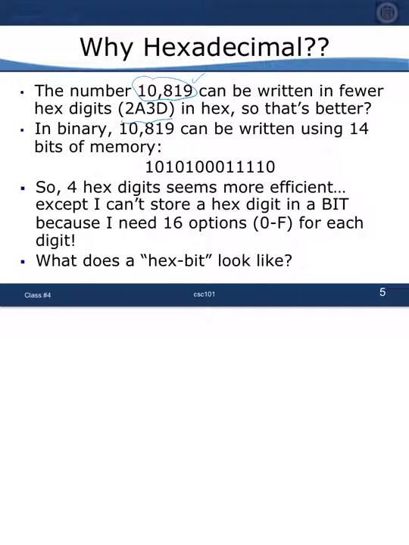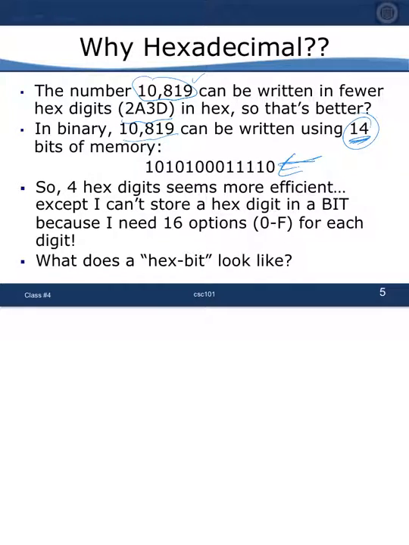And if you compare it to the binary world, 10,819, this magic number we're working with, if you write that in binary like we did in the last chapter, you get all those zeros and ones. And that's actually 14 zeros and ones. So to store our number, 10,819, you'd need 14 bits of memory, and this is how you would store it.